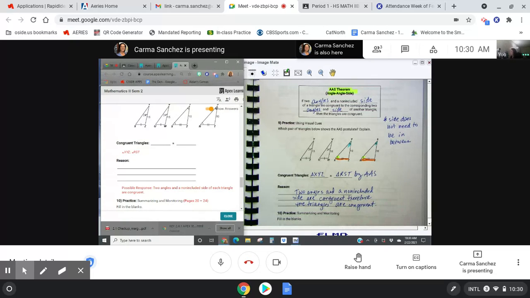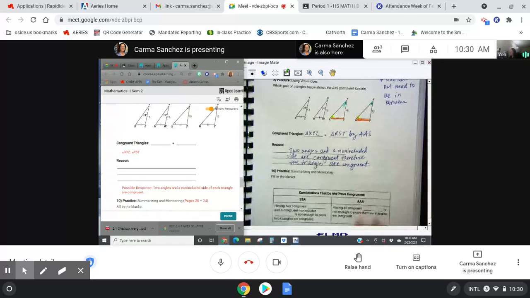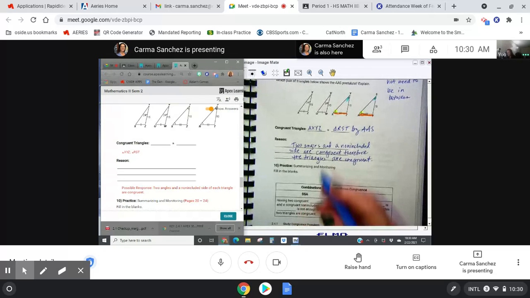Now, those are the four things that do work, but let's talk about the things that don't work. SSA, having two congruent sides and a congruent non-included angle, is not enough to prove that two triangles are congruent. This can also be written in reverse. SSA or ASS does not work. Does not give us congruence. And then AAA, having all congruent angles, is not enough to prove two triangles are congruent.